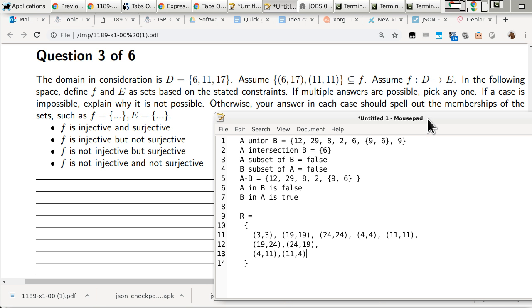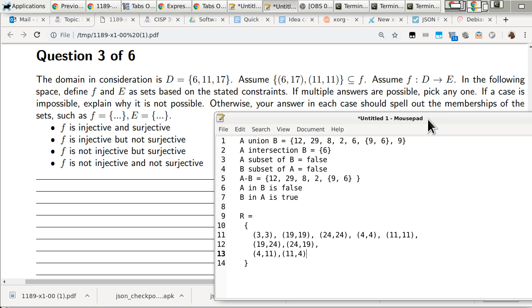Okay? If multiple answers are possible, just pick one. I don't need you to give me all the possible ways to arrange the set f and the set E to meet all the constraints. If a case is not possible, explain why it is not possible. Otherwise, your answer in each case should spell out the membership of the sets. So you have to spell out what is in F and what is in E.